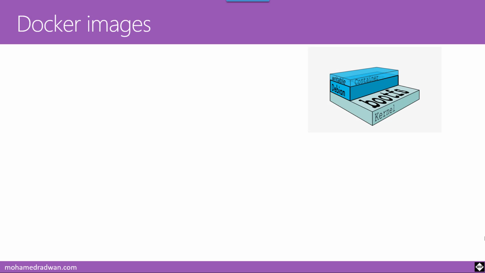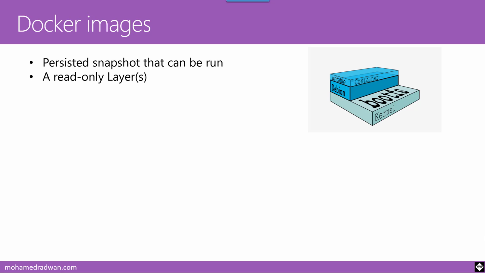So let's look in more detail at Docker images. A Docker image is a persisted snapshot that can be run. When it is run, this gives me the container. It is a read-only layer or layers, so I can't change the image because it is read-only, with several layers. Docker images don't have state because they are read-only. What will have the state is the container, because it is the object.